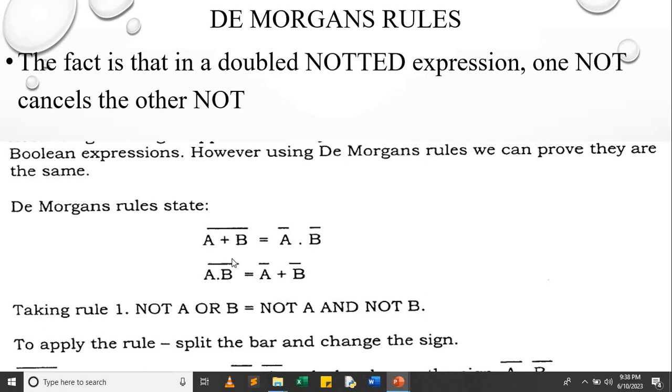If you have an OR gate with inputs and you invert them, then those inputs will become inverted and be fed into an AND gate. That is the equivalent. If you have an AND gate and you put an inverter, those inputs will be like they are inverted and they are fed into an OR gate.